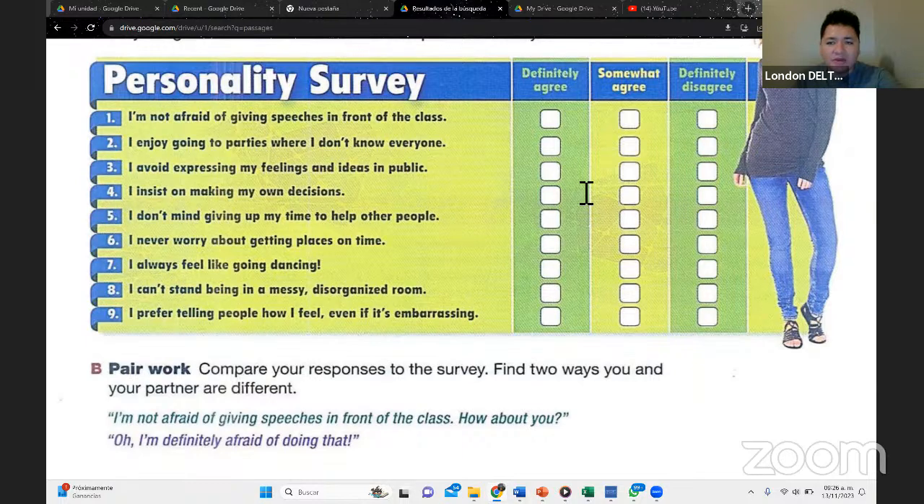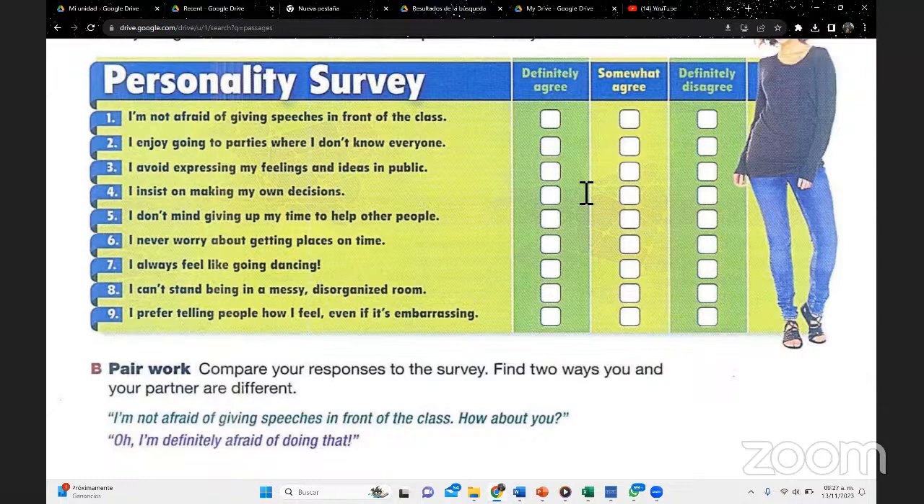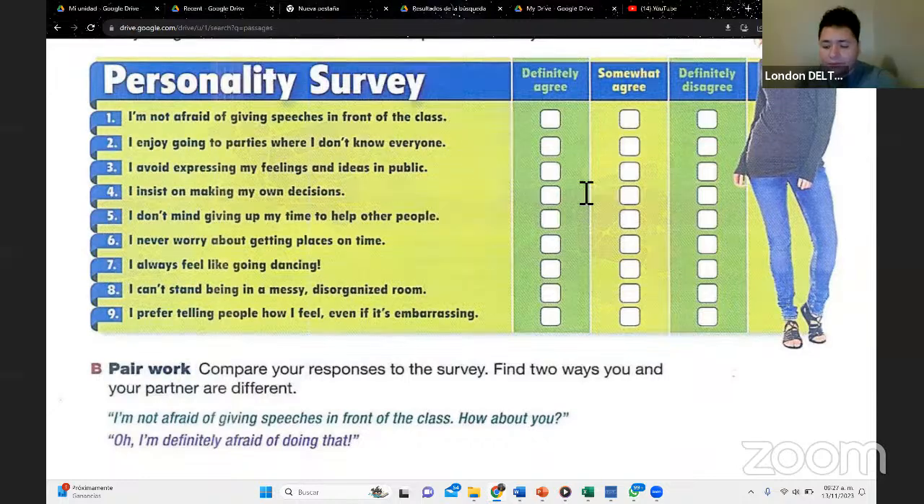Do you agree, somewhat agree, or disagree? Somewhat agree. Somewhat agree. Very good. I would say the same.